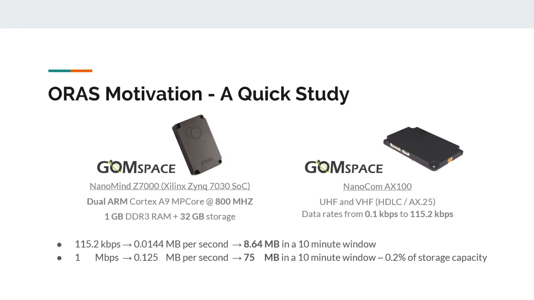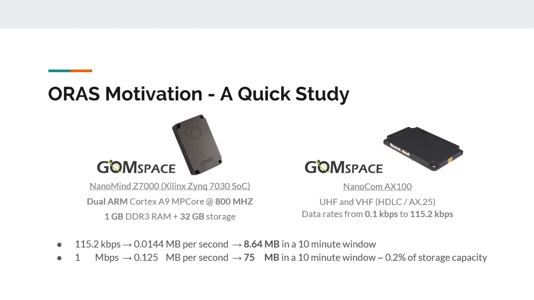This particular component has a dual ARM Cortex processor clocking at 800 megahertz, which is quite a powerful processor, and it already includes 1 gigabyte of RAM and 32 gigabytes of non-volatile storage. This can easily grow to maybe a few hundred gigabytes with barely any effort and no very high cost for a traditional CubeSat mission.